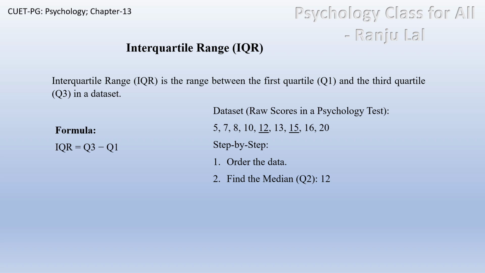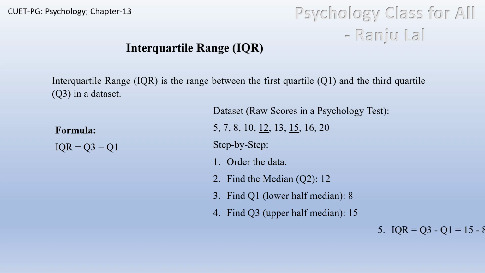Here, find the median, that is 12, and then find Q1, that is the lower half median. So the median here is 12, Q2, and then we need to find the lower half median, that means from 5 to 12 the median score is 8, and then we need to find Q3, that is the upper half median, that means from 12 to 20 the median score is 15. So the IQR is Q3 minus Q1, equal to 15 minus 8, that is 7.